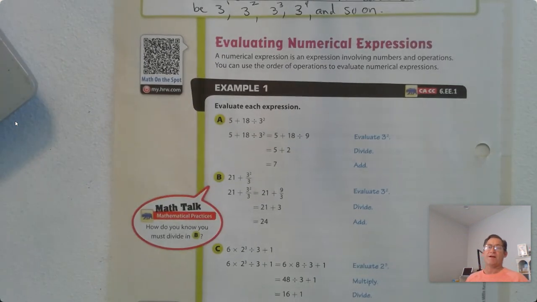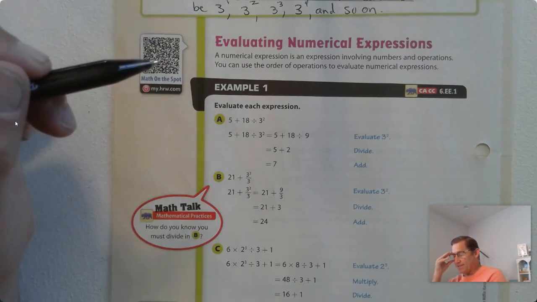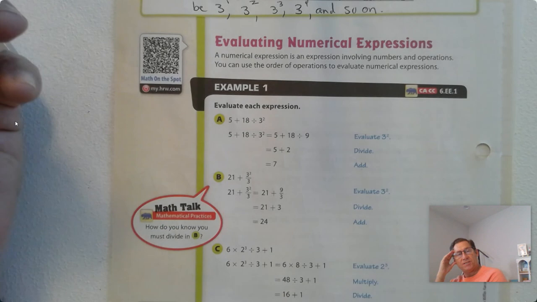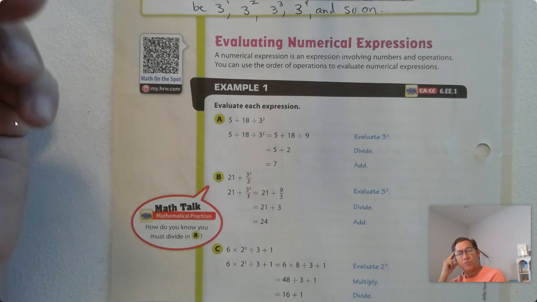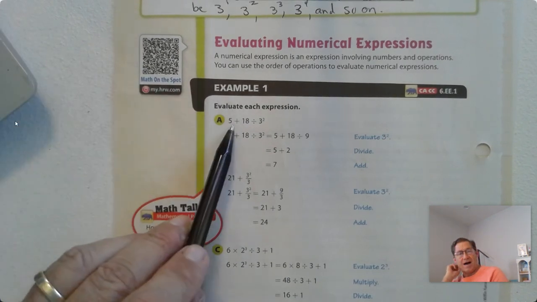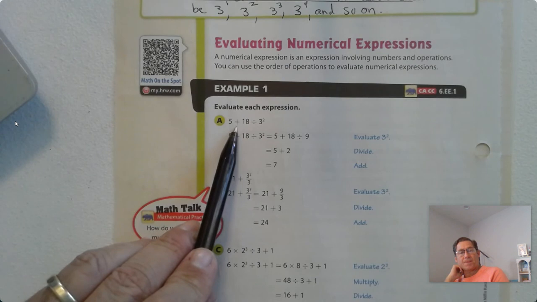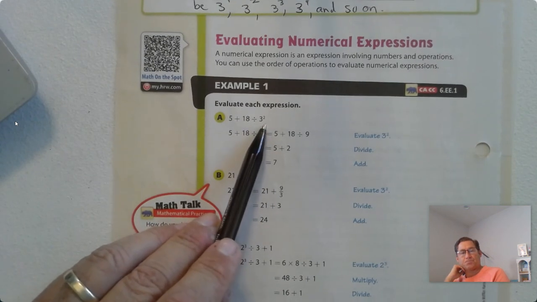All right. So evaluating numerical expressions. A numerical expression is an expression involving numbers and operations. And you can use the order of operations to evaluate numerical expressions. So let's evaluate each expression. We have 5 plus 18 divided by the second power of 3.